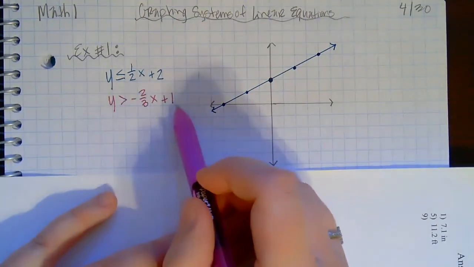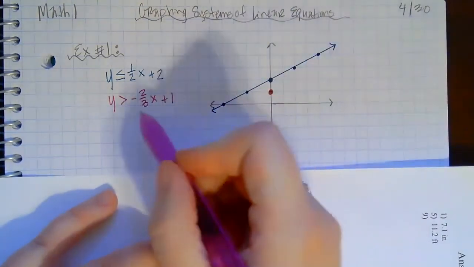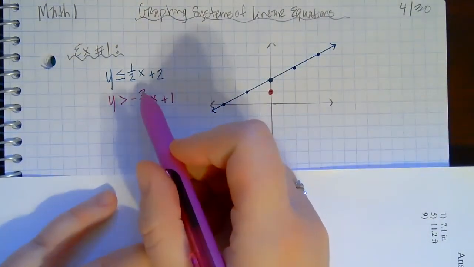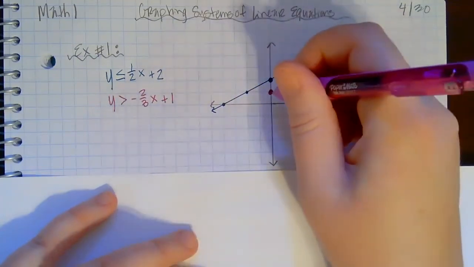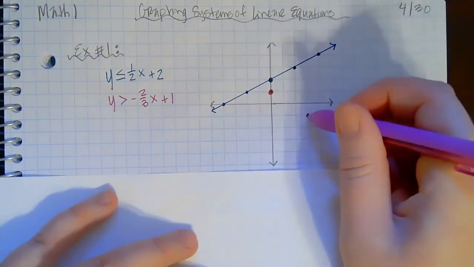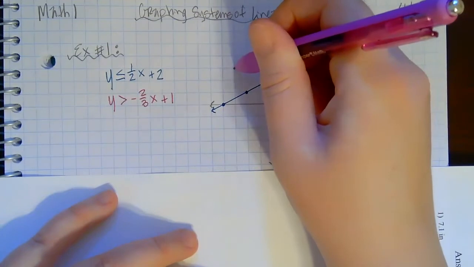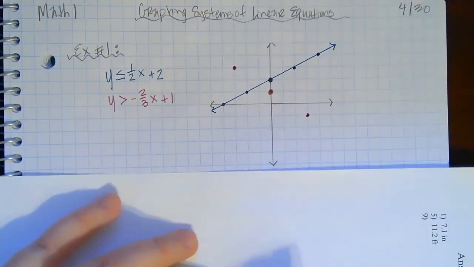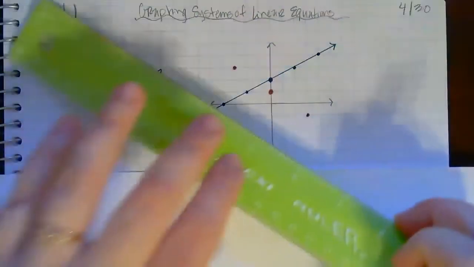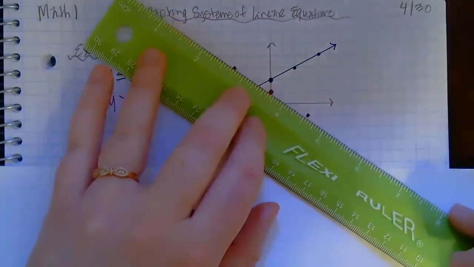So for the other one, it starts at a positive 1. So I'm going to go up 1, make a point. And then the slope is negative 2/3. So change in y over change in x. So down 2, right 3. Okay, or I could go up 2 and left 3. Remember, you only use the negative sign once. And then notice it doesn't have an equal to, so it's going to be dashed.